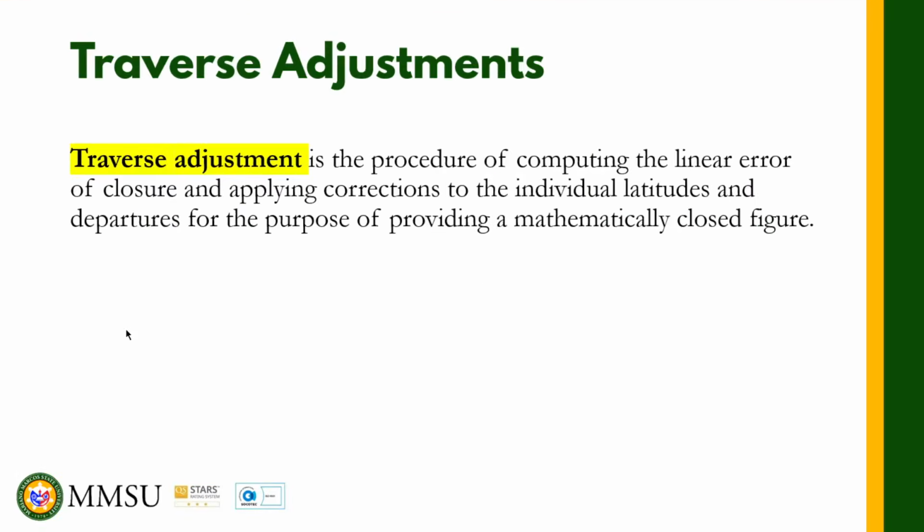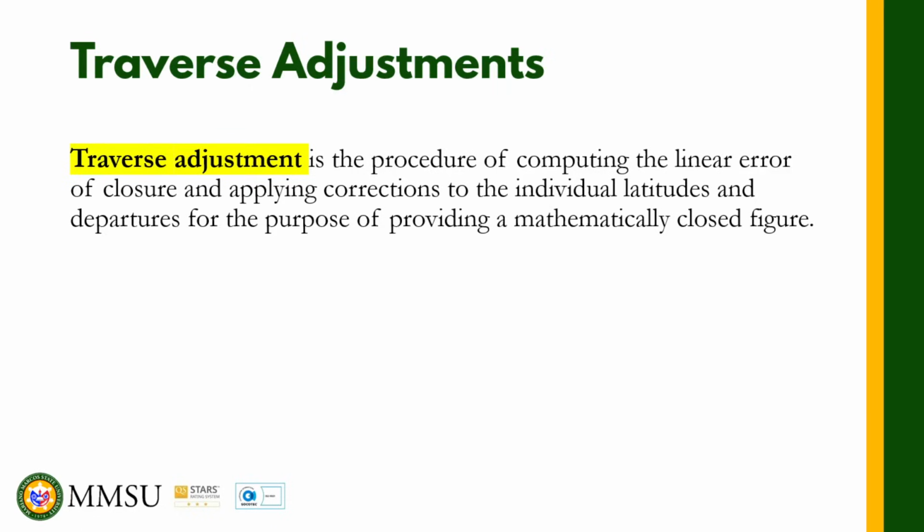Traverse adjustment is the procedure of computing the linear error of closure and applying corrections to the individual latitudes and departures for the purpose of providing a mathematically closed figure. It is necessary that the traverse is geometrically consistent before coordinates or areas are determined, or prior to determining the location of lines from the traverse stations.